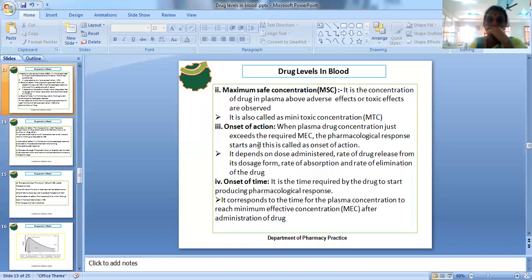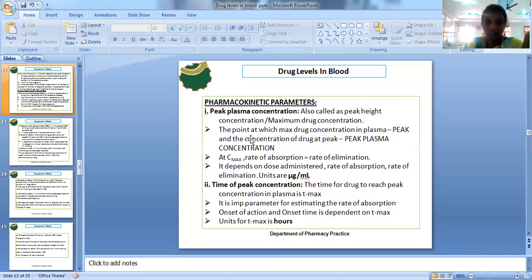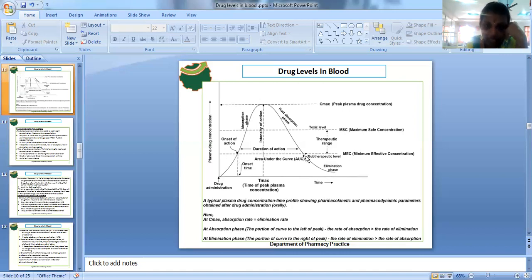And here the next point is the onset of action. What is the onset of action? It is the starting point, the point at which the concentration just exceeds the MEC, at which the pharmacological response is started. If you see, this is the onset of action. This is the MEC level. Just as it proceeds to exceed that MEC level, the onset of action point will be represented.